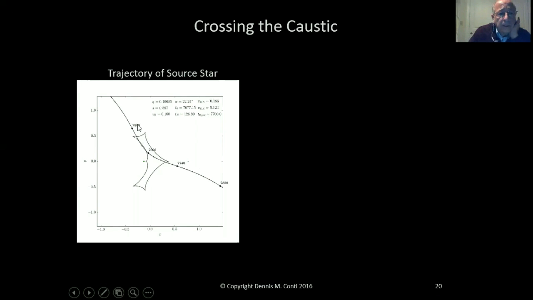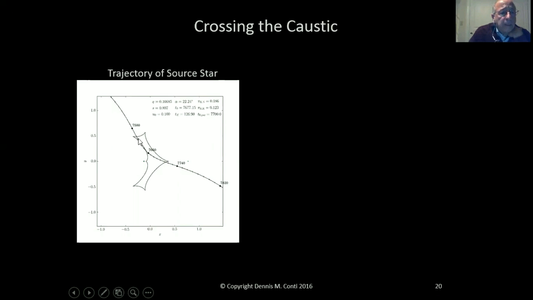So this line here is the trajectory path in the background of a source star crossing the plane of the lens, and in particular crossing the caustic. And you can see it hits the critical curve here, kind of comes out a little bit, goes back into the caustic, crosses the curve again, and then out of the Einstein ring.